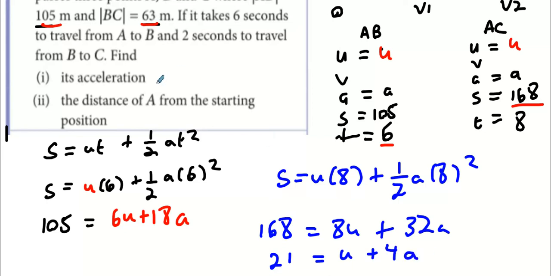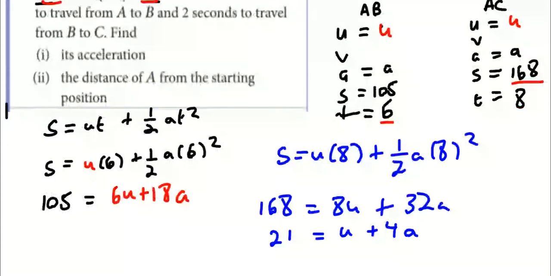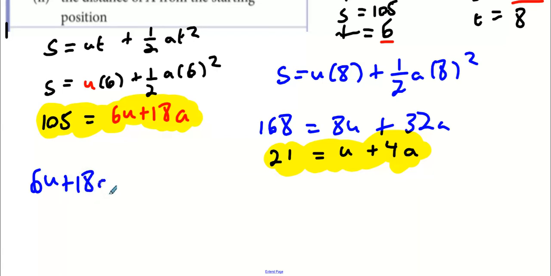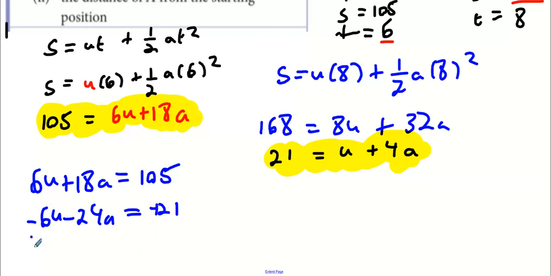Now, we're looking for acceleration. We'll need both of them eventually, so what I'm going to do is multiply this one by minus 6 and get rid of the U's to begin. So these are my two equations. I'm going to leave the top one alone. I'm going to multiply the bottom one by minus 6. Minus 121. We're expecting a positive acceleration. Anything else would be, I'd say, wrong, because it's getting faster, so it has to be a positive number.